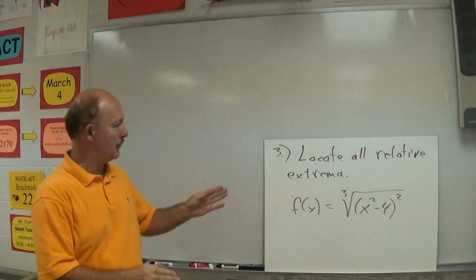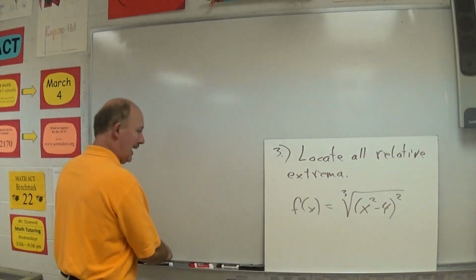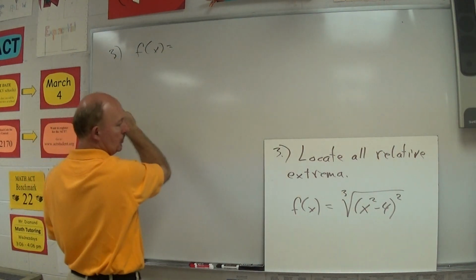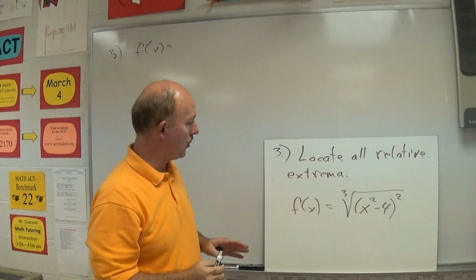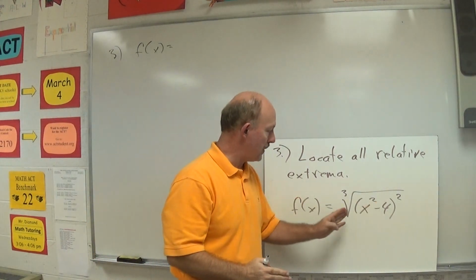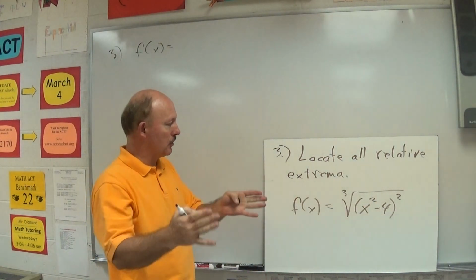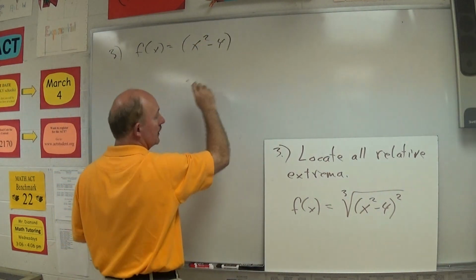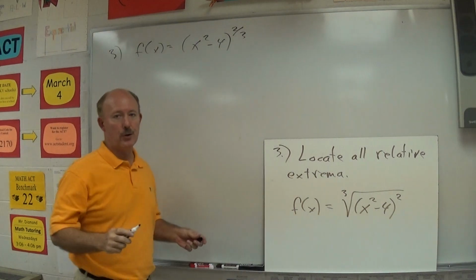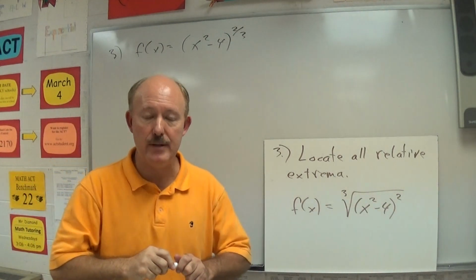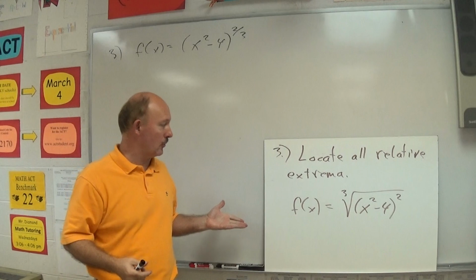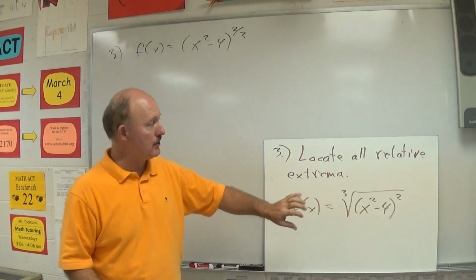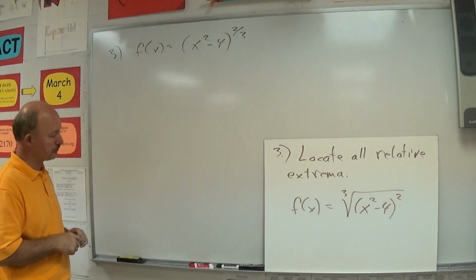Number 3. Once again, we're going to locate all relative extrema. Our function this time, f of x, is a radical function. As I write it down, I'm going to convert it to rational exponent form. So this will be x squared minus 4, to the 2/3 power. We're going to have to take the derivative, which means we're going to change it anyway.